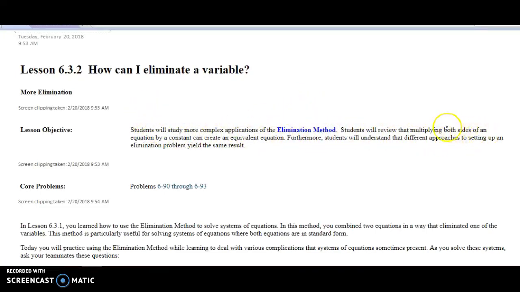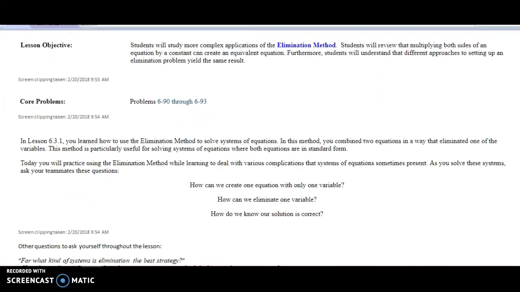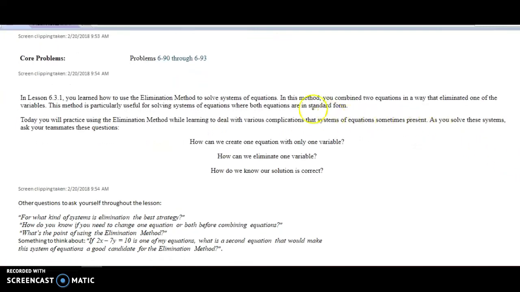And so what we want to be doing is we'll be reviewing that multiplying both sides of an equation by a constant can create an equivalent equation. And some of you noticed that a little bit yesterday by multiplying something by -1 on both sides. And so the core problems we want to focus on today are 690 through 693.